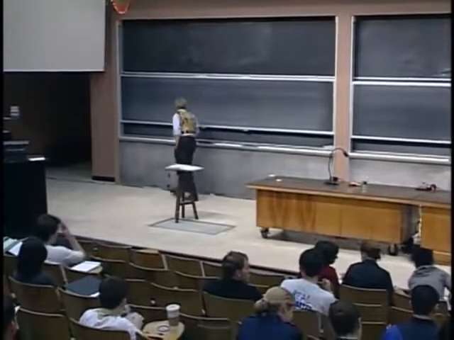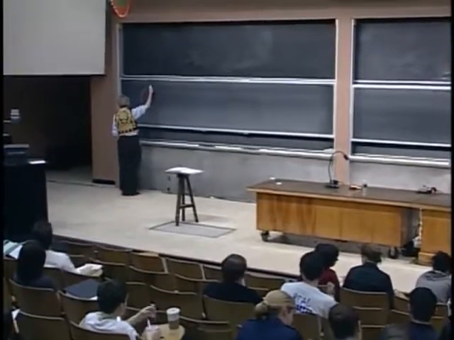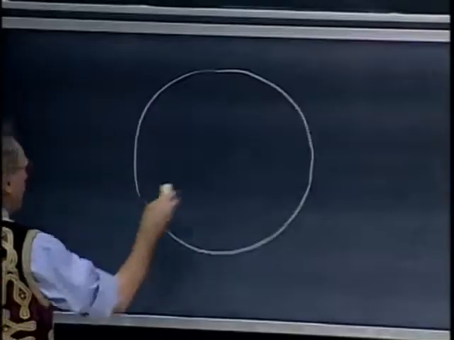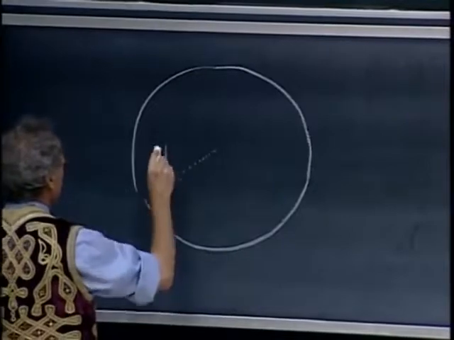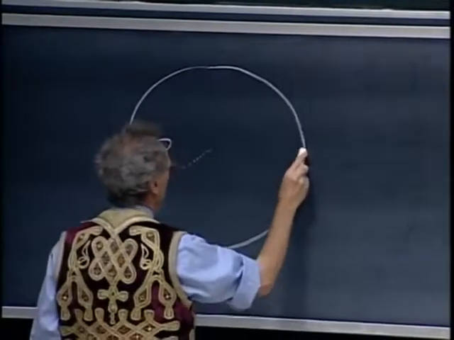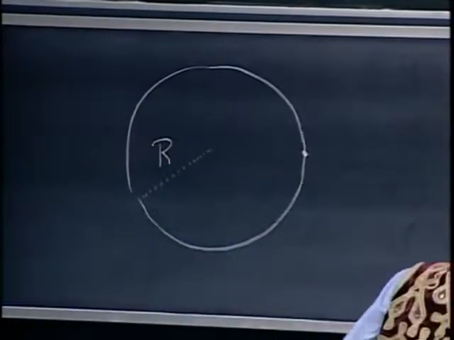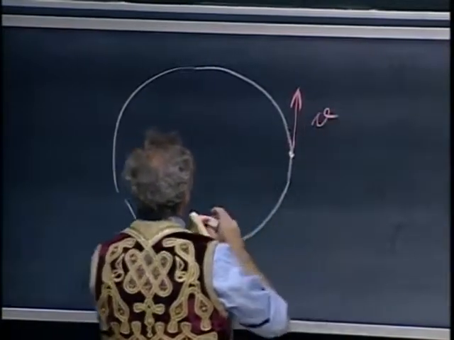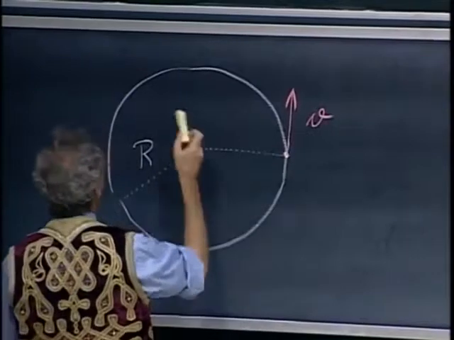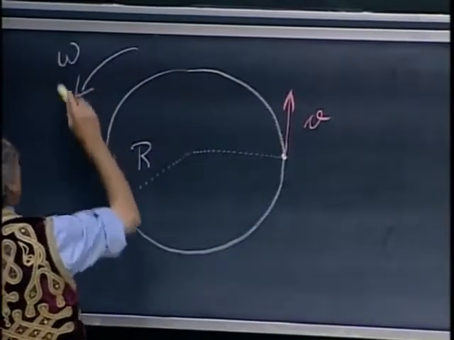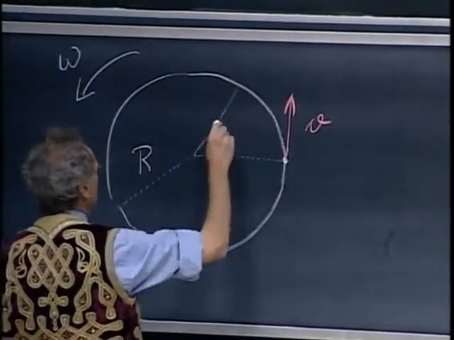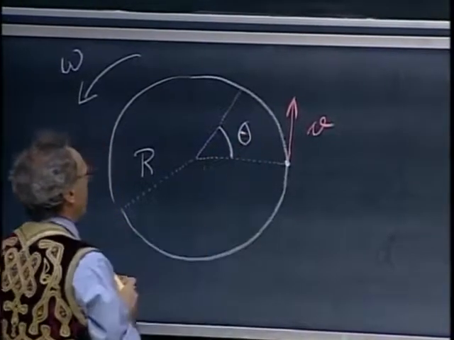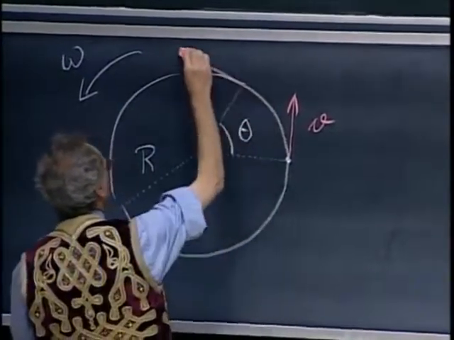We have here, going back to rotating objects, I have an object here that has a certain velocity, v, and it's going around with angular velocity omega, and a little later the angle has increased by an amount theta, and then the velocity is here.